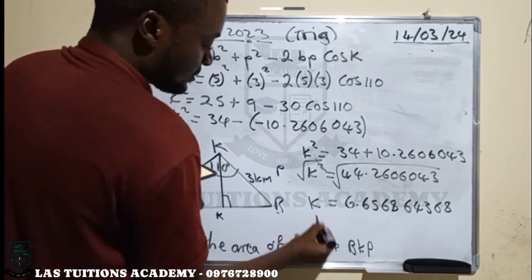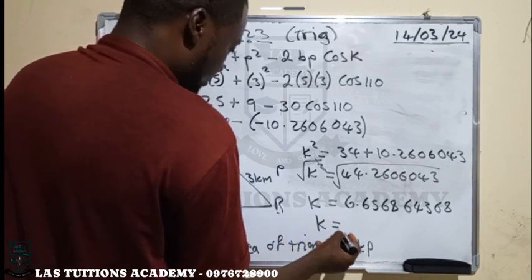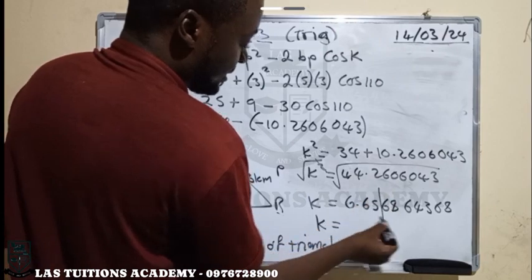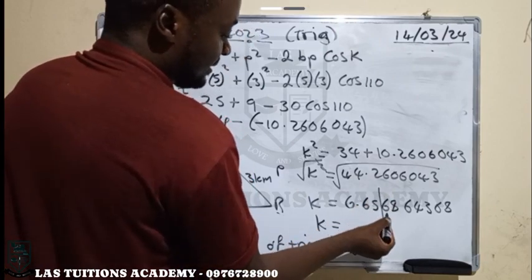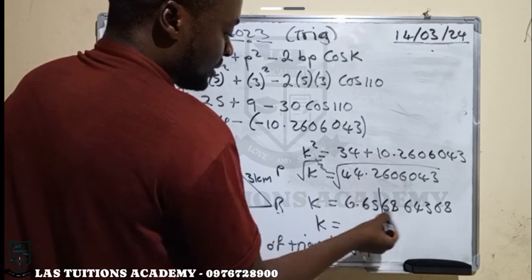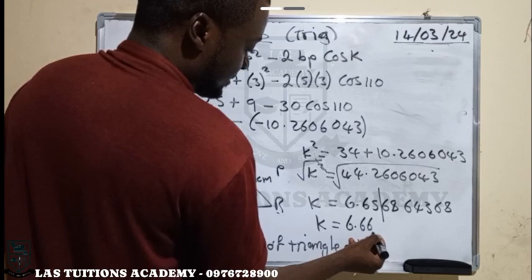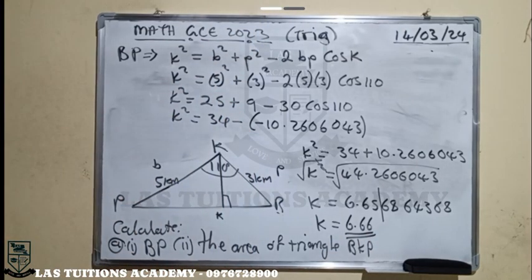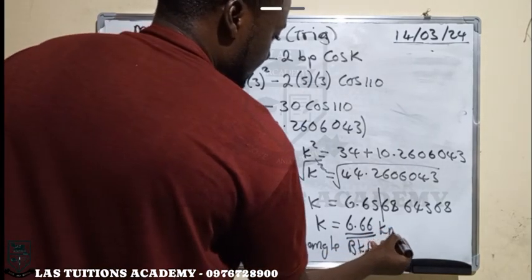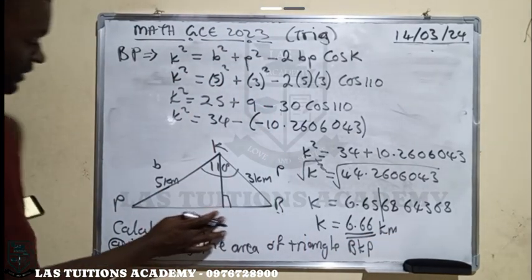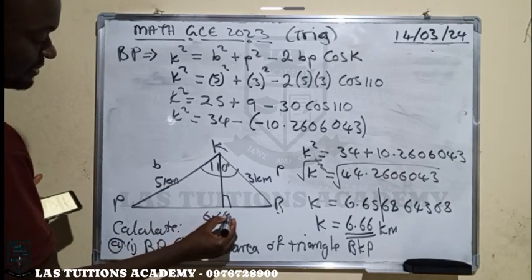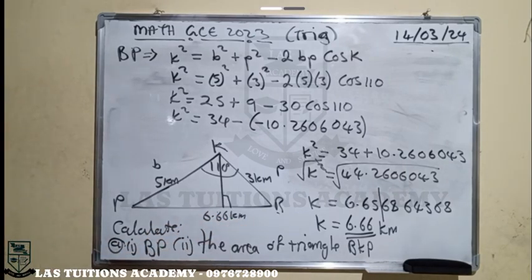So therefore, when we round off to 2 decimal places, we can cut here. If the number after this line is 5 or more, then you add one here. So it will be 6.66. That is what we have, 6.66 kilometers, since we are dealing with kilometers. Any question on what we have done?